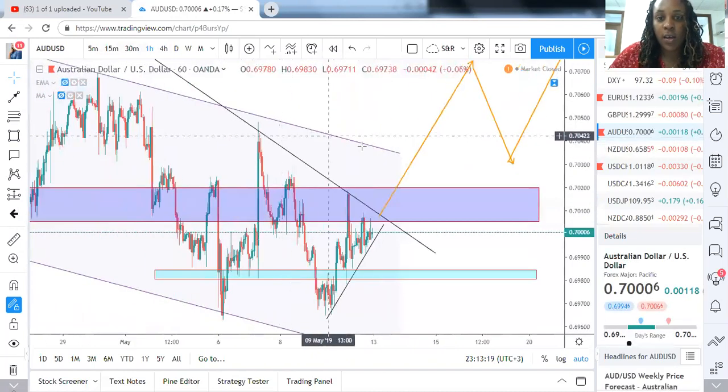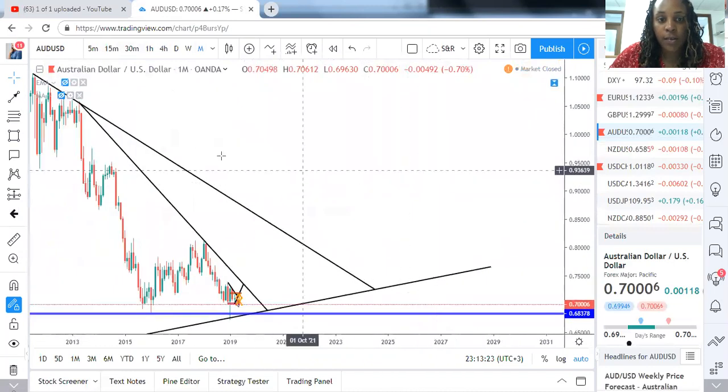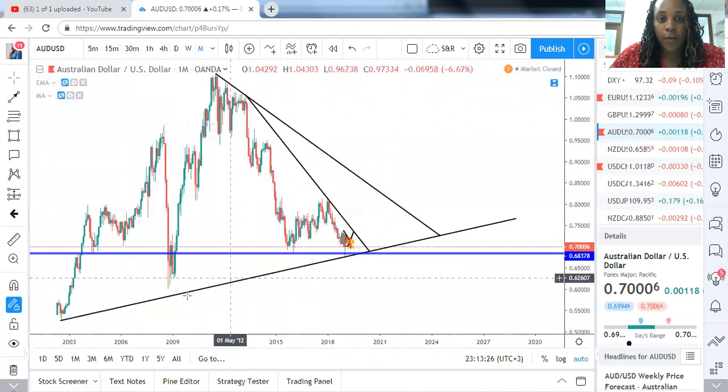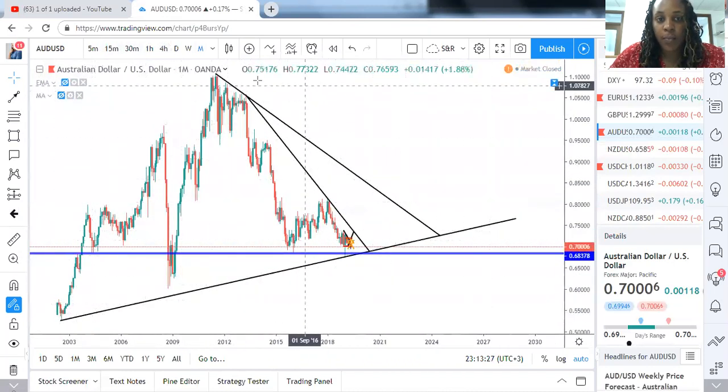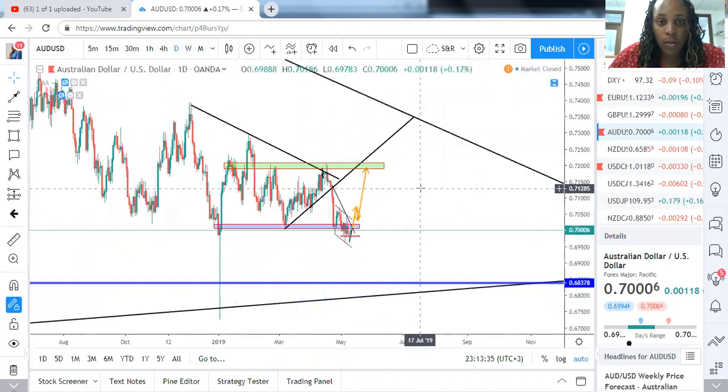AUDUSD, kind of the same scenario as well. I've already bought the same price from the monthly time frame, so you can see how I identify the uptrends, I identify the downtrend here, and also from the weekly, I would have done the same as well.